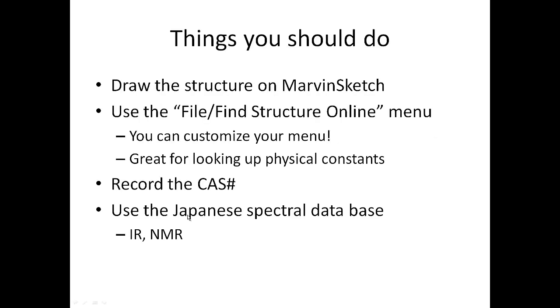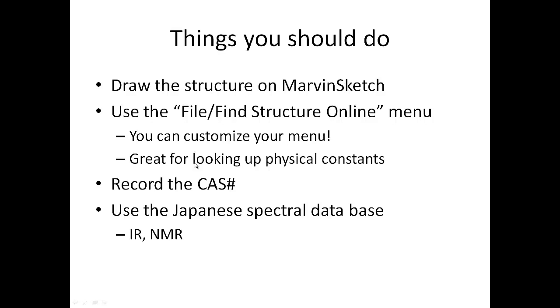This is a quick video on looking up information and data about compounds online, in particular using two tools. Those would be MarvinSketch and also the Japanese spectral database. So first of all, what you'll do in MarvinSketch is draw your structure, and then you'll use the File, Find Structure online menu. Once you find the structure online, you'll have access to physical constants like boiling points, melting point, densities, appearance, kinds of things that you need for doing your pre-labs for each experiment.